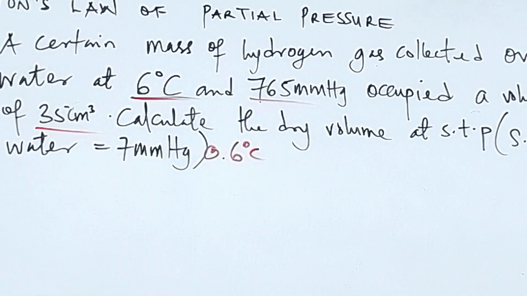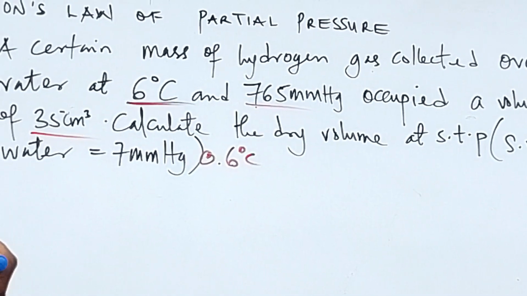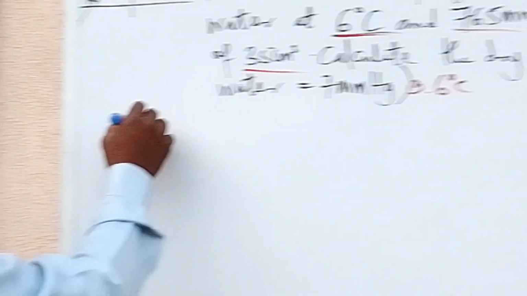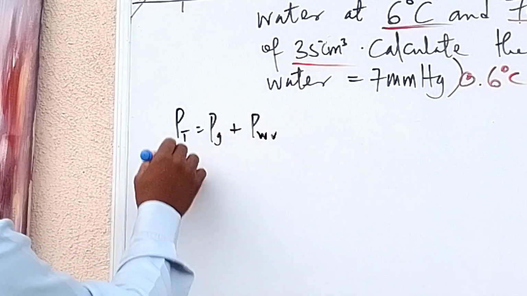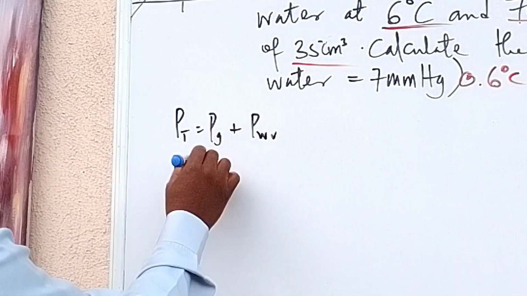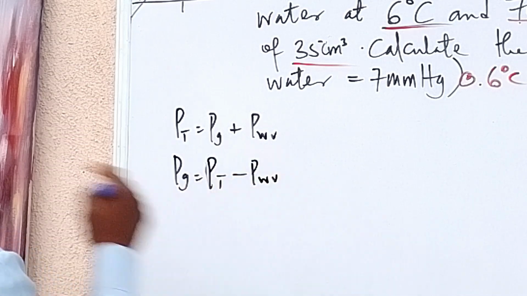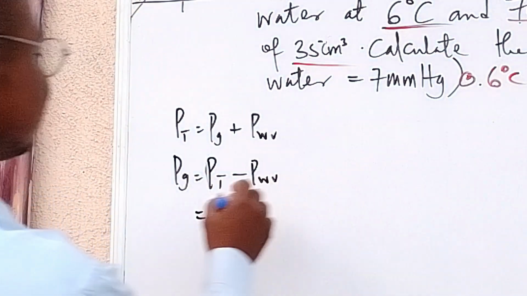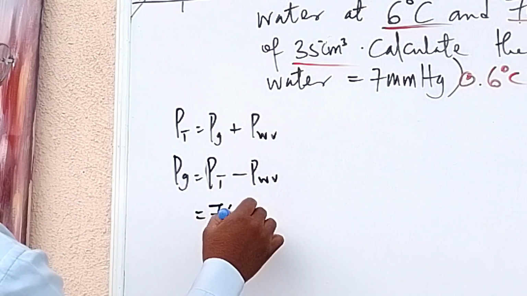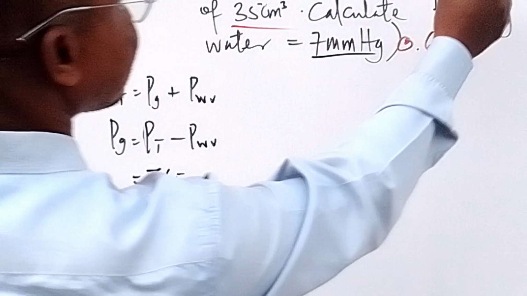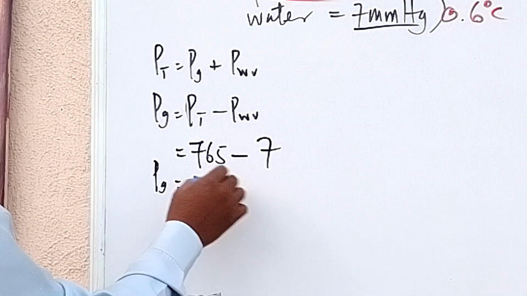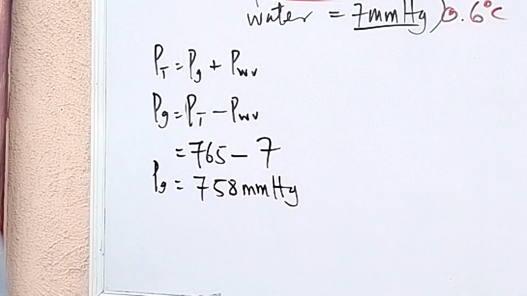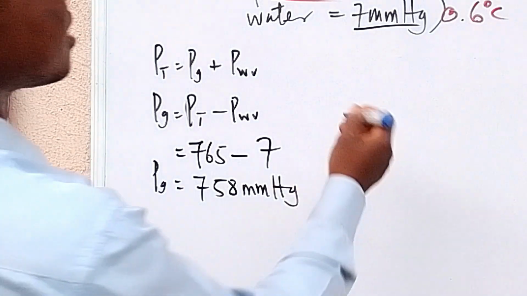So the first thing to do is to get the pressure of the gas. Remember, our formula is P total equals Pg plus PWV. So our Pg equals PT minus PWV. My PT here is 765 minus 7. So my Pg is going to be 758 mmHg.